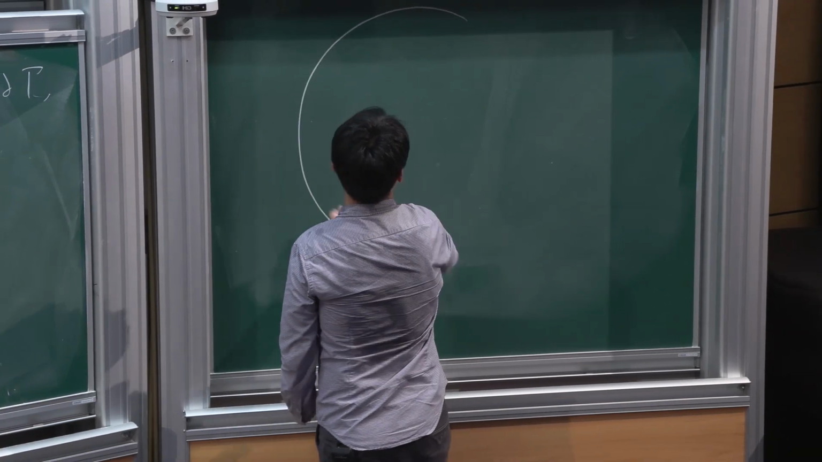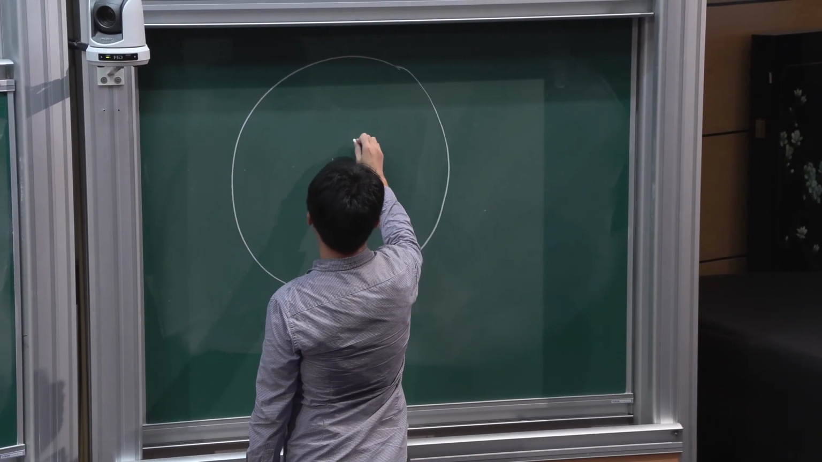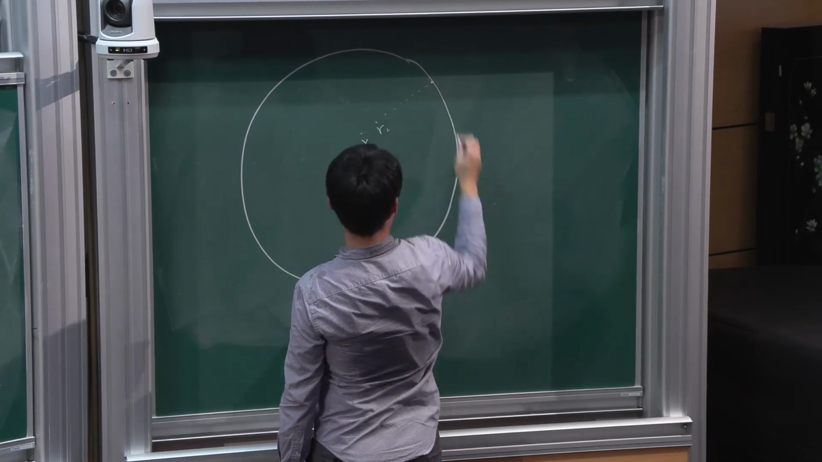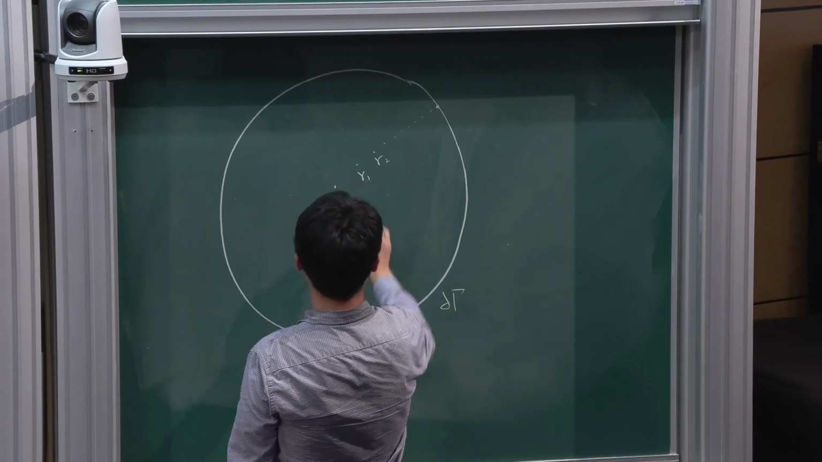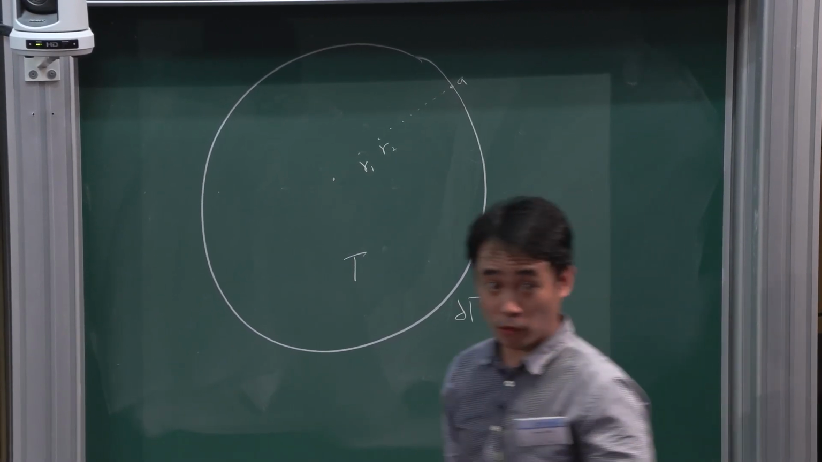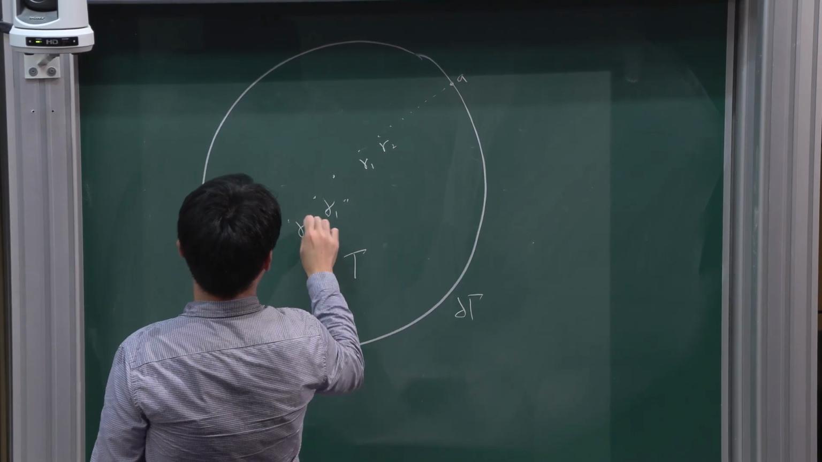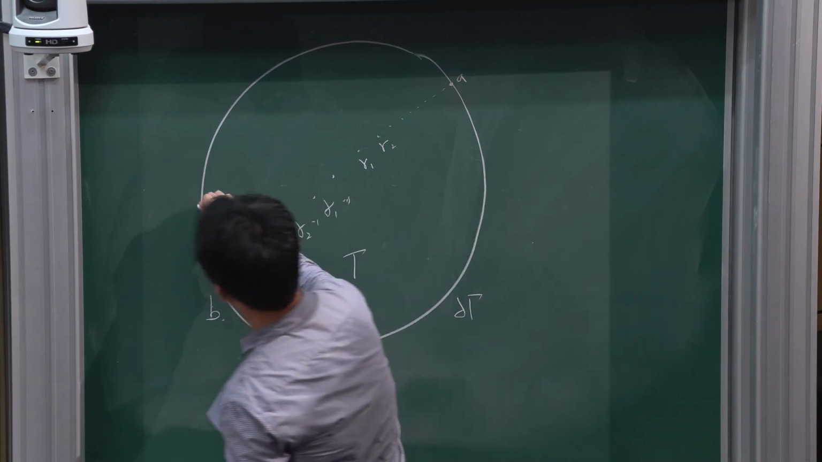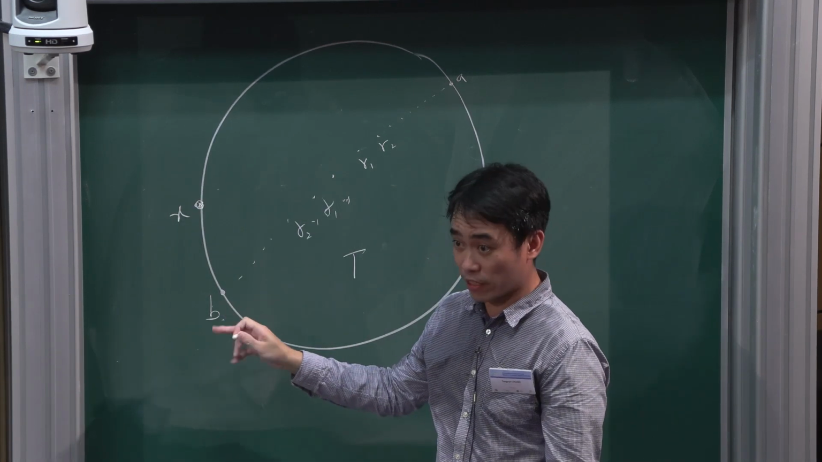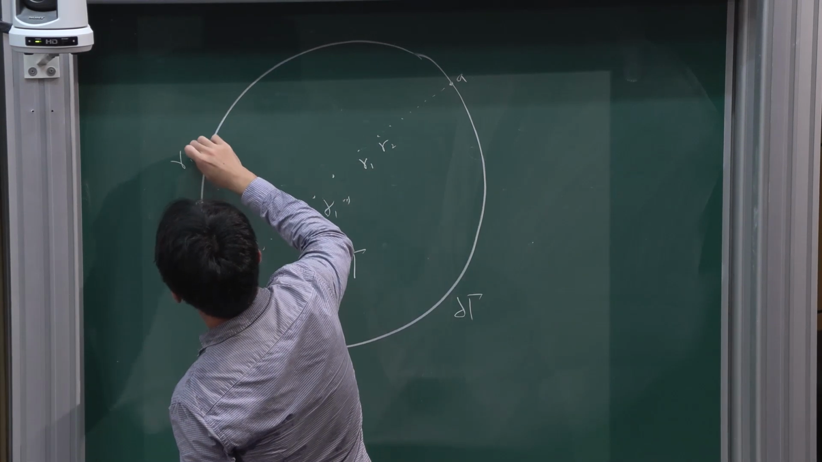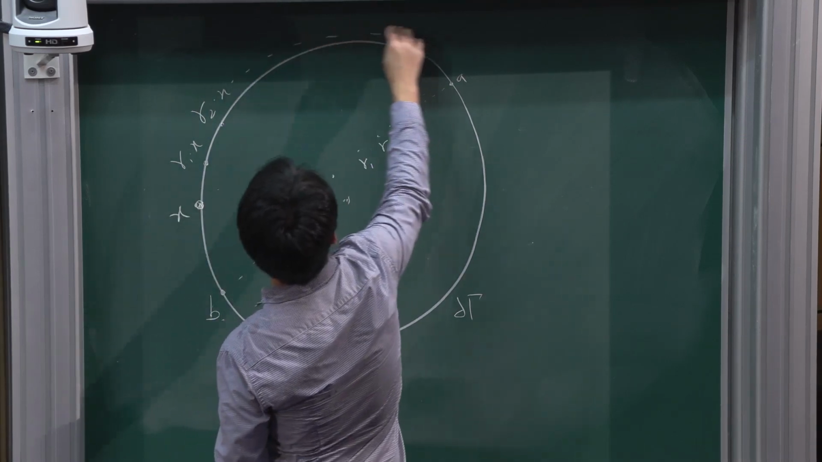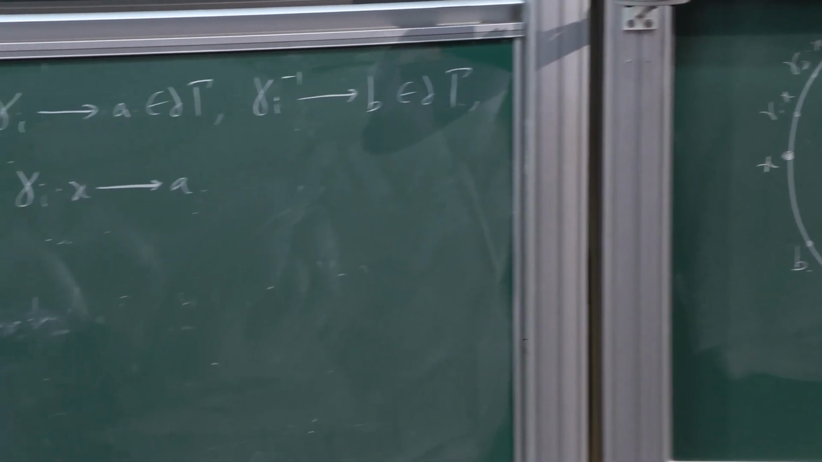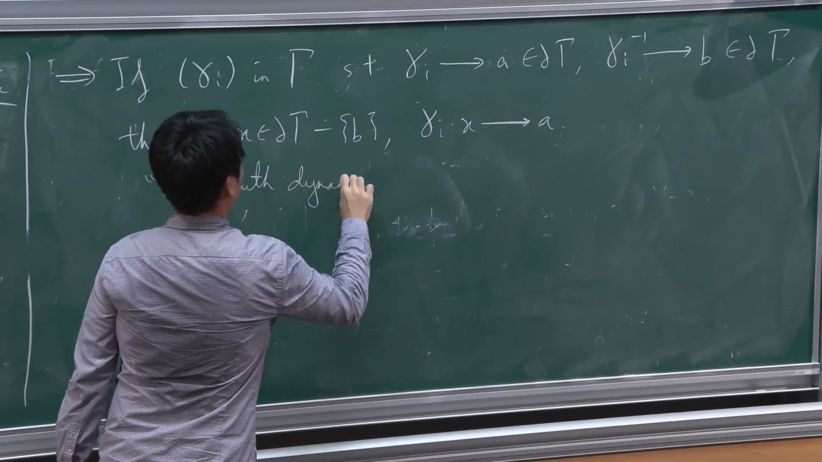The picture you should think about is this: this is supposed to be the boundary of the group, and inside here is your group. You have this sequence of group elements gamma i converging to this point A in the boundary, and you look at the sequence of inverses, which converges to the point B in the boundary. Then if you pick any other point x in the boundary of gamma that is not B, and you keep applying your gamma i's, this will eventually converge to A. This is what I mean by the north-south dynamics on the boundary of gamma.